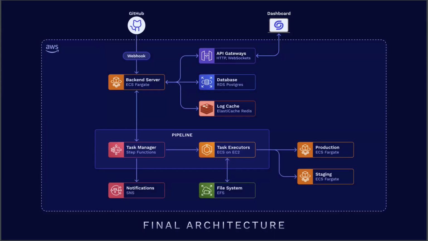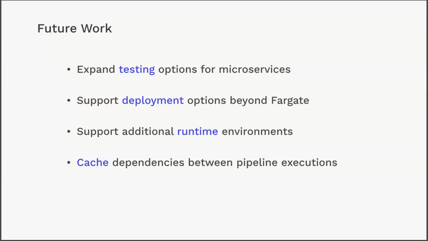Currently, Seamless is a CI/CD pipeline for a niche use case, specifically Node-based containerized microservices that deploy to ECS Fargate. Now, we've identified several areas that we could improve in the future in order to support more use cases and functionality. In particular, we'd like to add more testing options, support more deployment options, support additional runtimes, and also cache dependencies between pipeline executions to help speed up the pipeline.